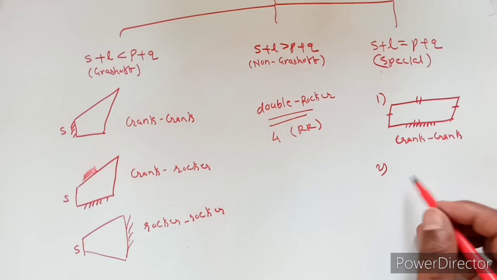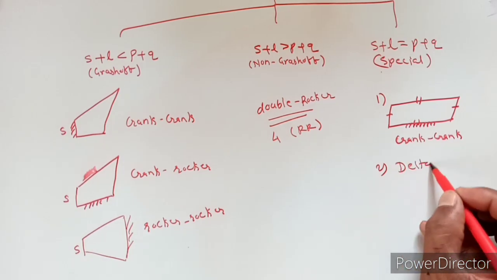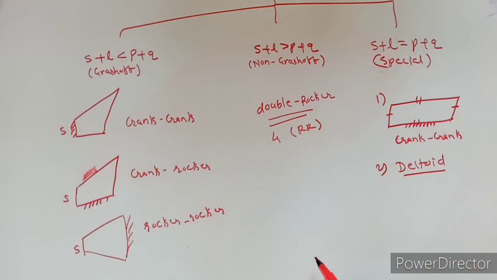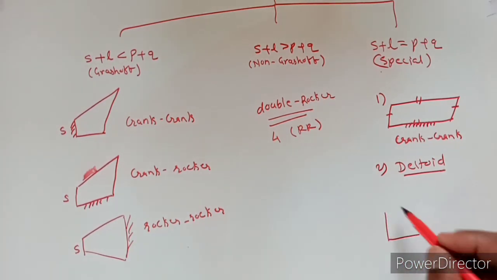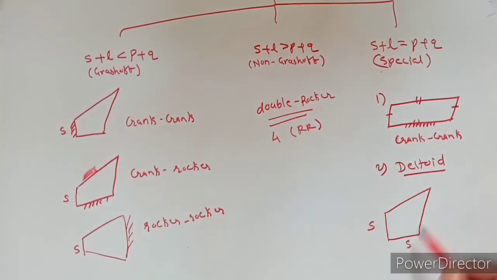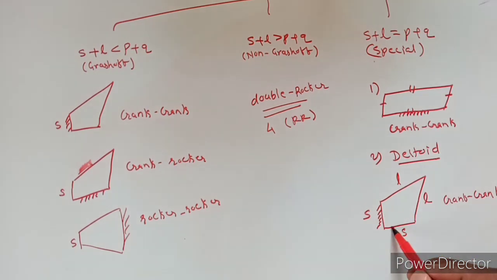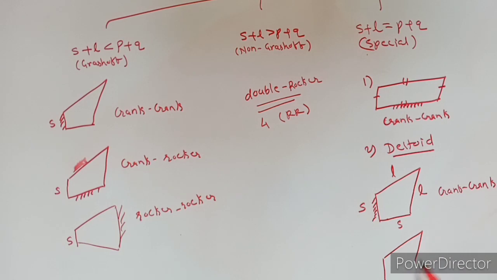Number 2, there is a second case of deltoid linkages, in which 2 adjacent links are of the same length. So this is short and this is long, placed adjacent to each other. If you fix any one of the shortest links, you will get a double crank mechanism. Okay, this or this, you will get 2 double crank mechanisms. And if you fix any one of the longest links, you will get a crank rocker mechanism.